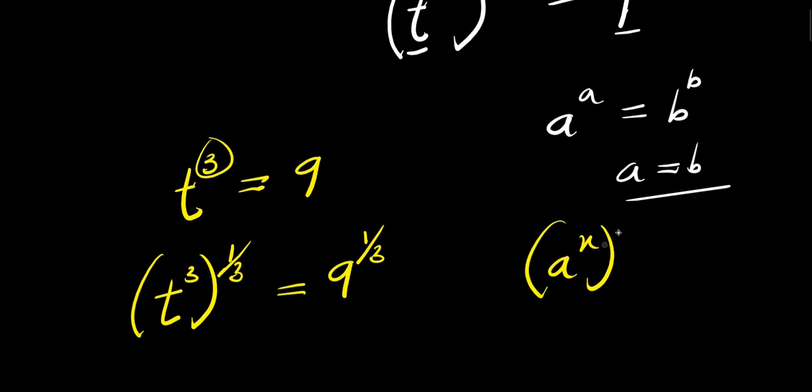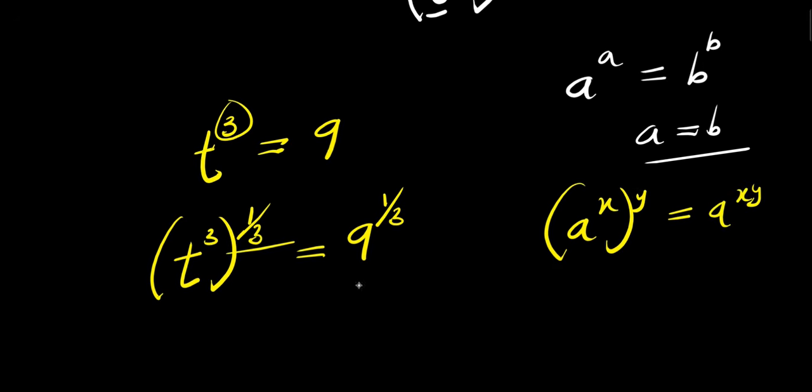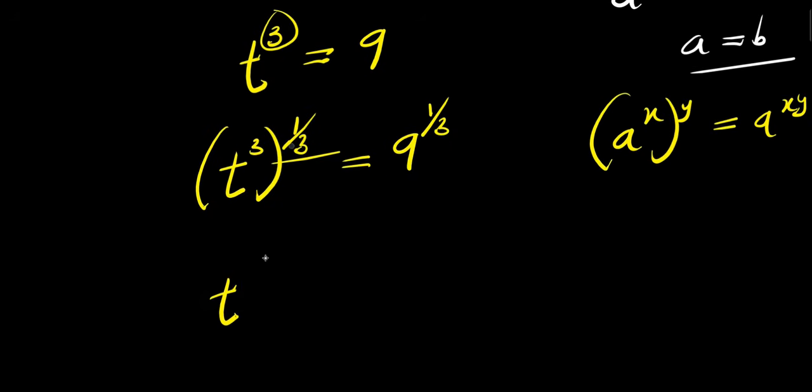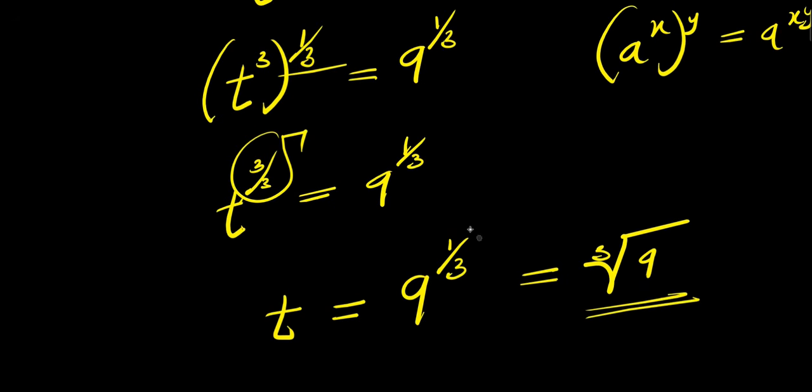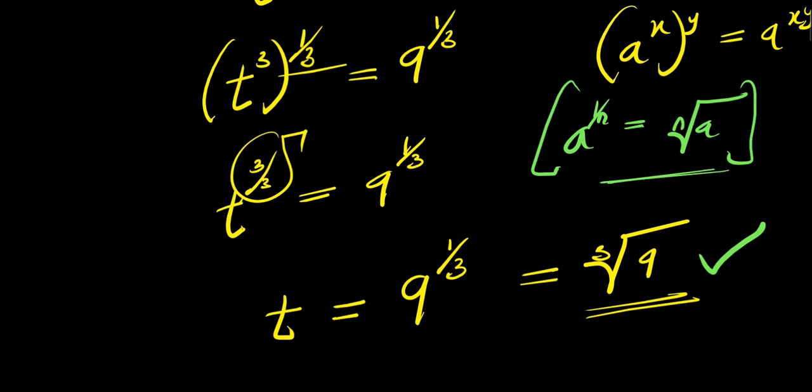Remember, a power x power y equals a power x times y. So let's multiply this out. t power 3 times 1 over 3, this is 3 over 3, equals 9 power 1 over 3. This is 1, so we have t equals 9 power 1 over 3, which is the same as saying the cube root of 9. You can also agree with me that a power 1 over n equals the n-th root of a. So this is our answer as well.